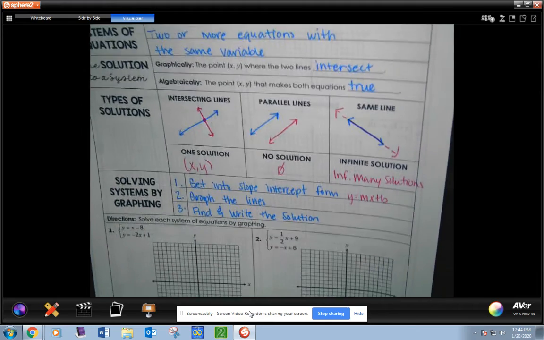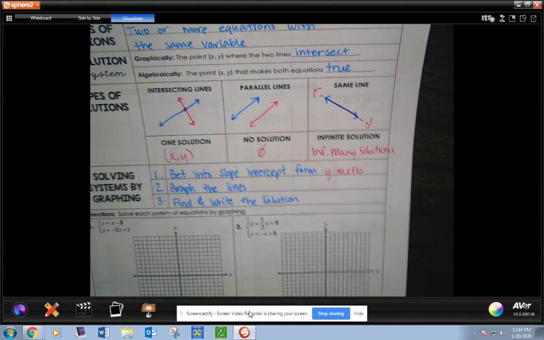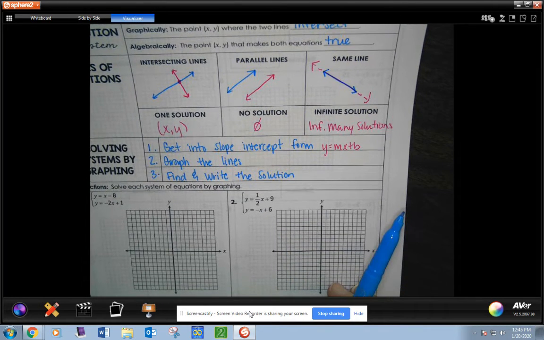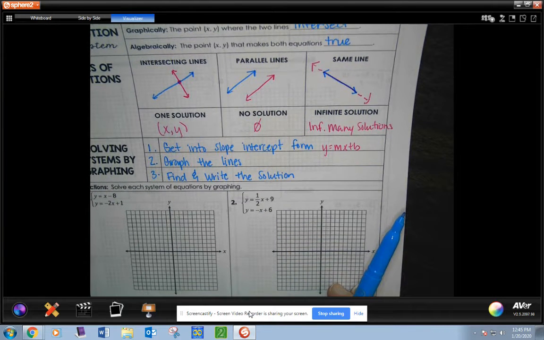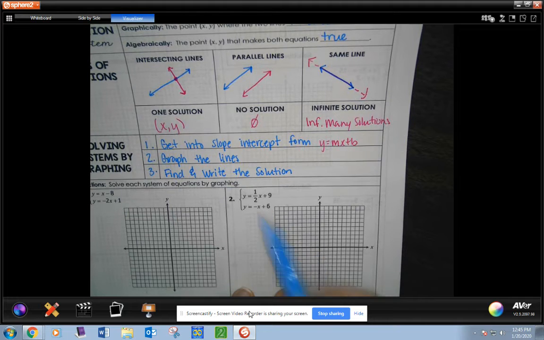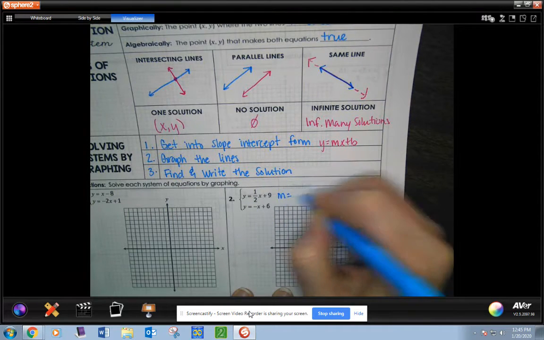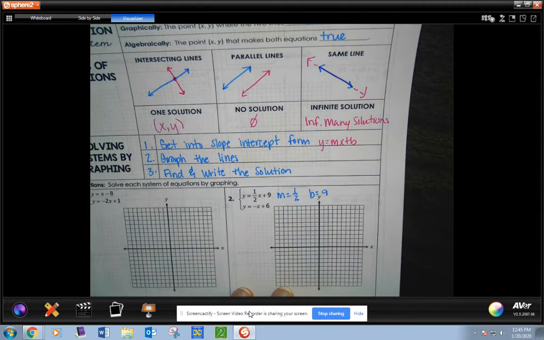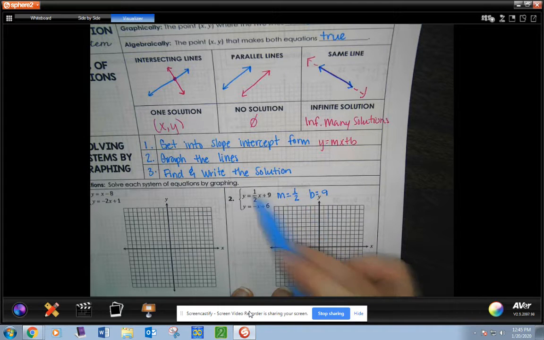So the first thing that we're going to do, we're just going to do the evens together. You have to make sure that they're in y equals. If they're not in y equals, then they're not graph ready. So what you're going to do first is make sure it's y equals, and the first equation is, so I'm going to come out to the side and write what m equals and what b equals. Remember, m is the number with x, and b is the number by itself. You always take the sign in front of the number.